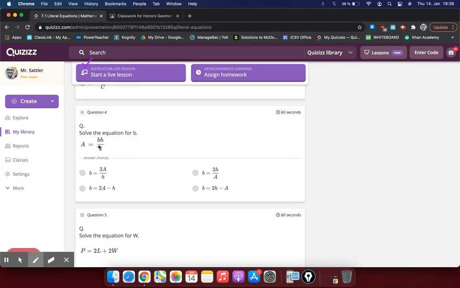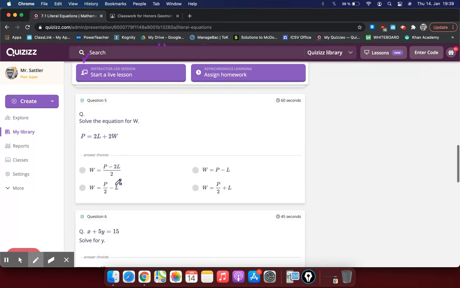Okay, second one, solve this for b. If you have a big division bar here, the first thing we want to do is get rid of that number by multiplying by the reciprocal. So multiply both sides by 2 over 1, which is just 2. So we have 2a equals b times h. And now to undo this multiplication, just divide by h on both sides. And there you go. b equals 2a over h. First option right there.